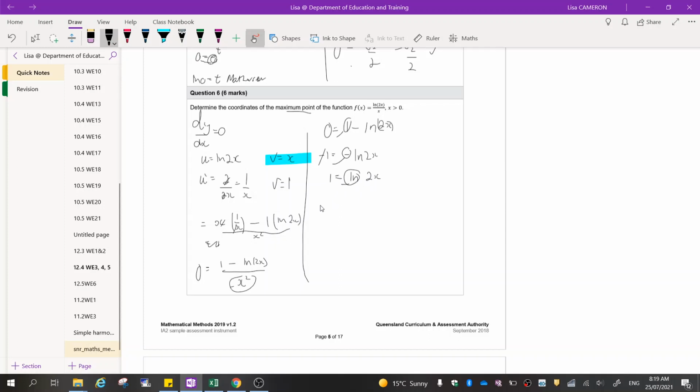Take the ln across, and it's going to become e to the power of 1. So now I'm just left with my little fun friend Euler. So e is equal to 2x, take the 2 across, and I'm left with e over 2 is equal to x. So that is my x coordinate of the maximum point. If I want to find my other one, or, it's a coordinate. So I've got x, I need y. So f of e over 2 is going to be equal to this substituted back in up here. Got to put him back up here.